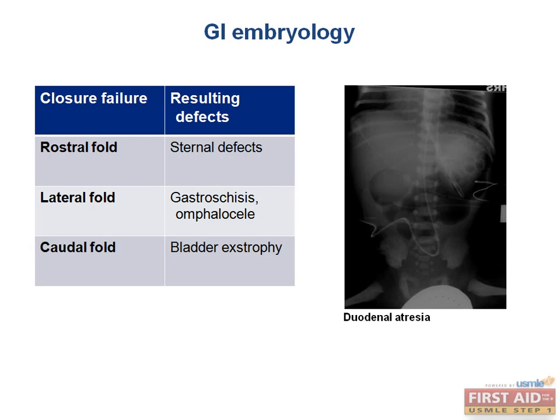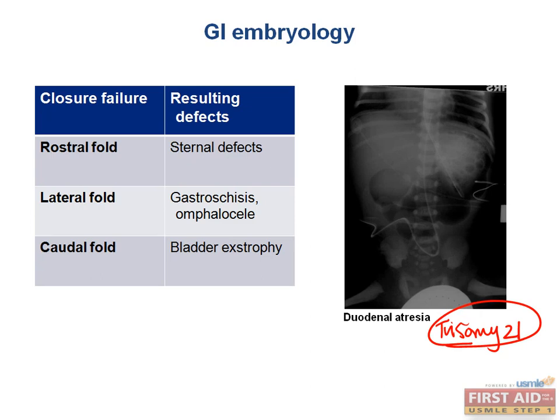Let's go over a few more important developmental defects. Duodenal atresia is where the bowel fails to recanalize. Do you remember which chromosomal abnormality it is associated with? That's right, it's associated with trisomy 21.